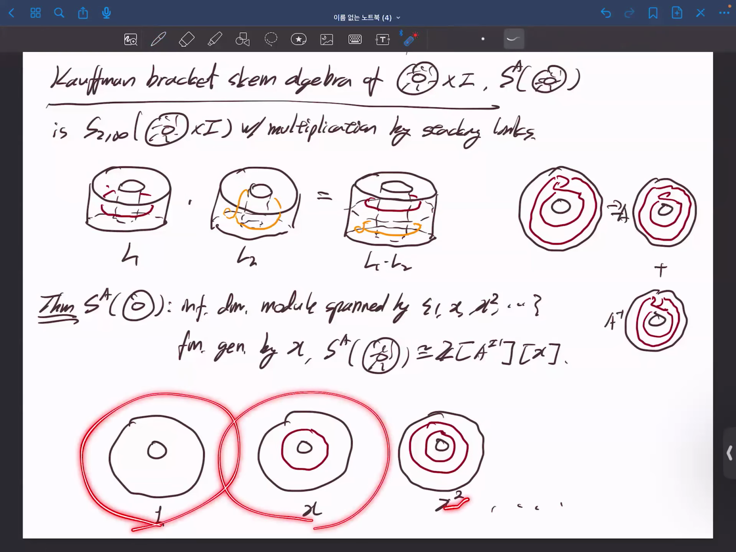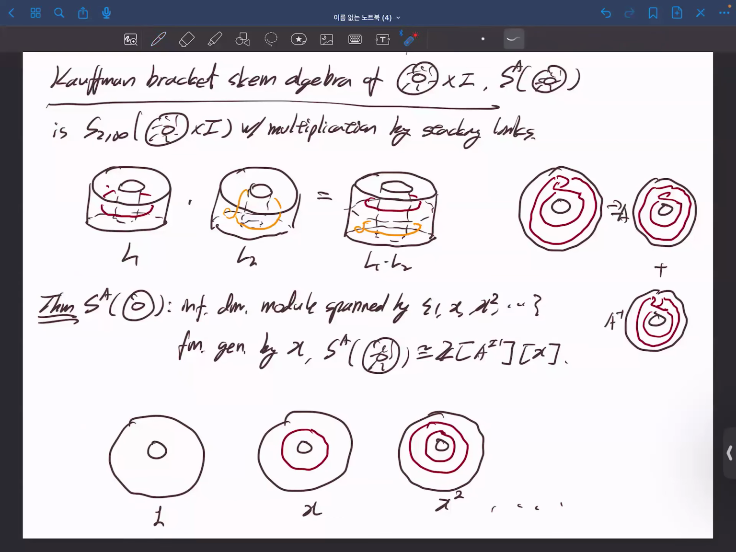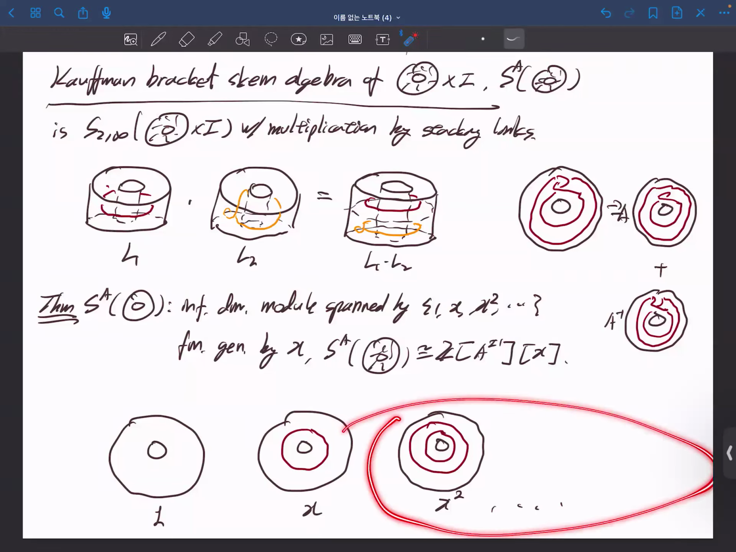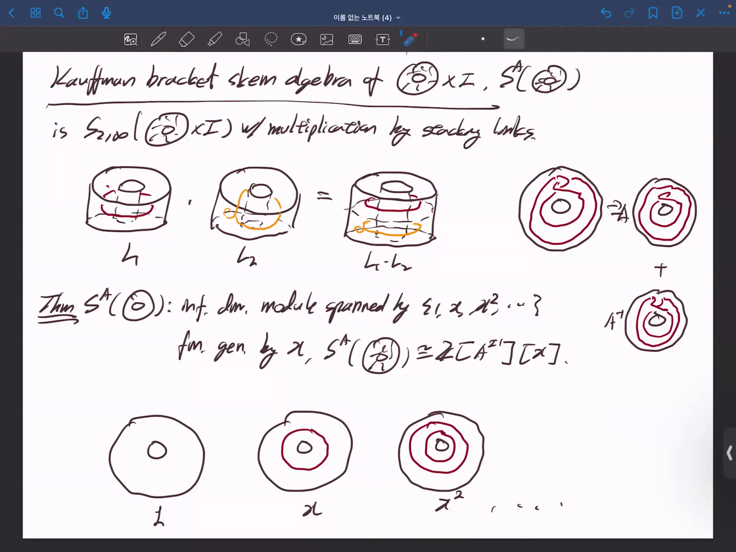of nothing, or one circle, two circles, three circles, and so on. Moreover, by multiplication, we can see such x squared, x cubed, and so on are also generated by x. Then simply you can say this one is finitely generated by x, and actually it is equivalent to the polynomial ring with variable x with coefficients from A to the plus minus 1.